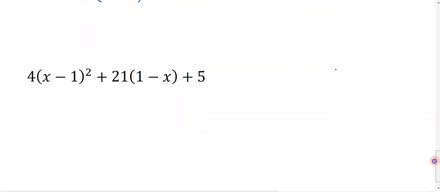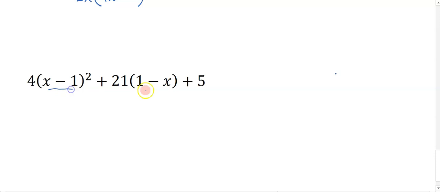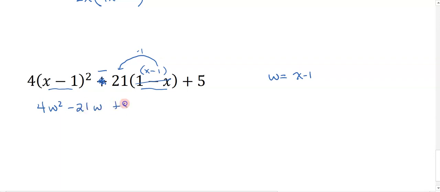All right, last one. Again, sometimes we say, well, they look alike, but they're not quite the same. If it was addition, they'd be completely the same because order doesn't matter. But with subtraction, I would factor out a negative 1 out of here, and then I could write that as x minus 1. By factoring out a negative 1, since there's already a number, I'd multiply them. 21 times negative 1 is negative 21. So now I have these both being x minus 1, so I'm going to let w be x minus 1. And I'm going to get 4w squared minus 21w plus 5.